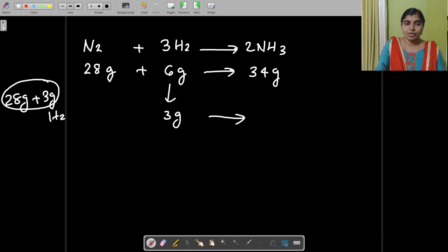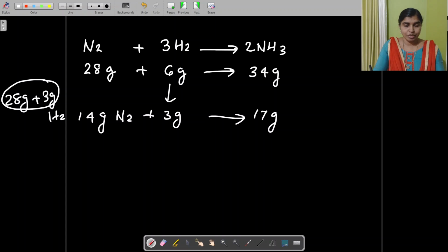If it is 3 grams, then it can react with only 14 grams of nitrogen and can produce half of the ammonia, that is 17 grams instead of 34. So who decides the amount of product formed? That is this hydrogen. The hydrogen is not sufficient to react with the 28 grams. That is only 3 grams of hydrogen. So this hydrogen is completely consumed during the reaction.